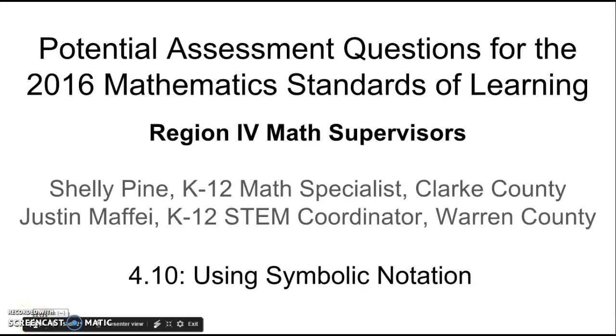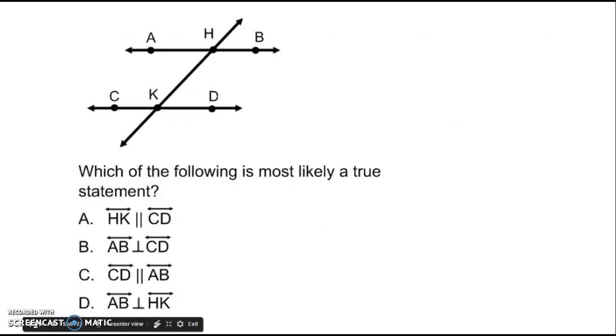Here are some possible assessment questions for 4.10 using symbolic notation. With the drawing provided, which of the following is most likely a true statement? Looking at the possible answers, I've recognized the symbol for perpendicular lines appears in choices B and D. Therefore, I will need to know the definition of perpendicular lines. Perpendicular lines intersect at right angles.